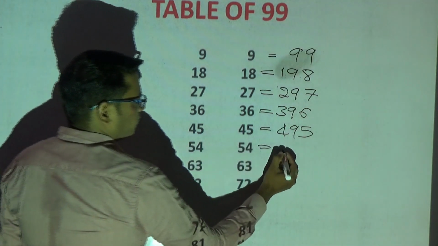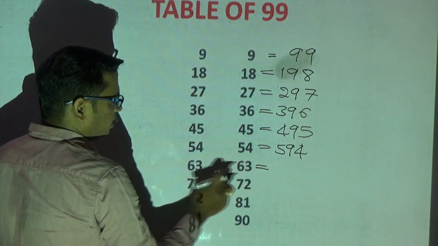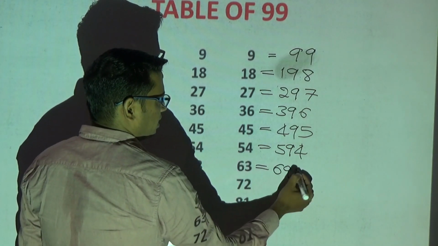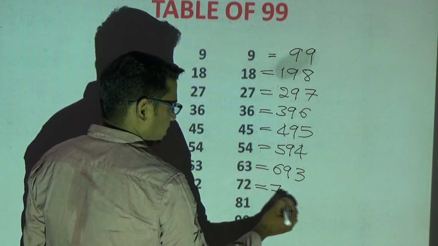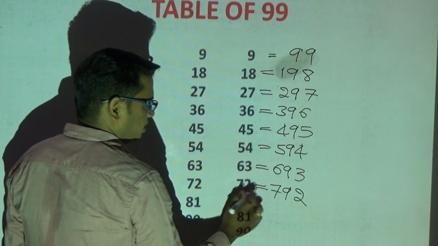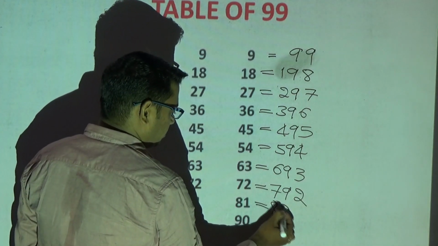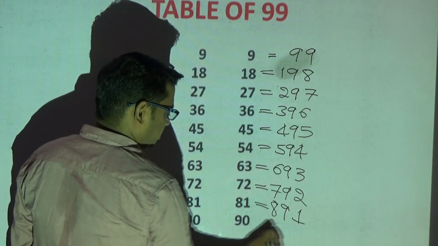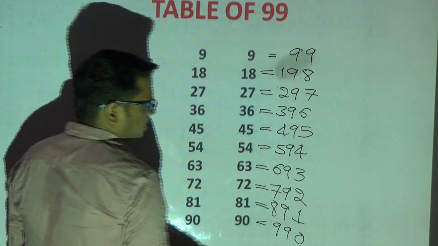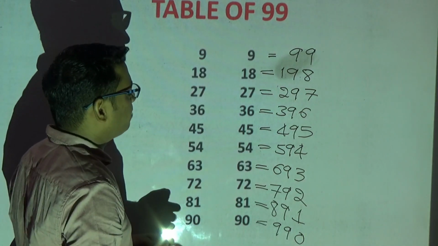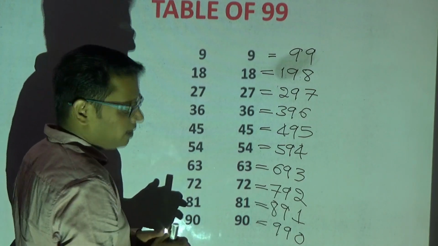54 plus 5, 59. Write the end digit as it is. 63 plus 6, 69. Write the end digit as it is. 72 plus 7, 79. Write the end digit as it is. 81 plus 8, 89. Write your end digit as it is. 90 plus 9, 99. Write the end digit as it is. See how I have constructed the table of 99 by adding the table of 9.